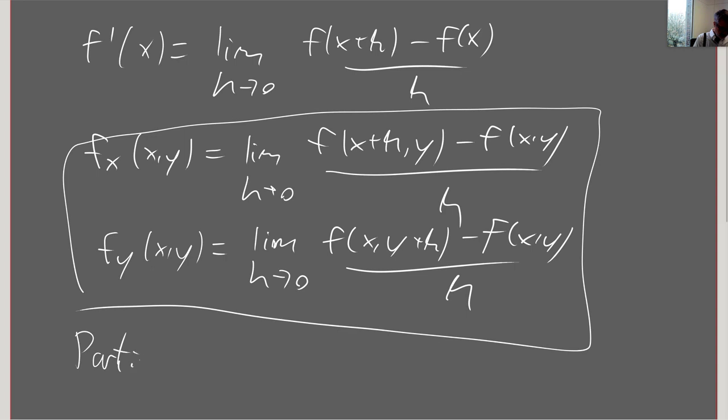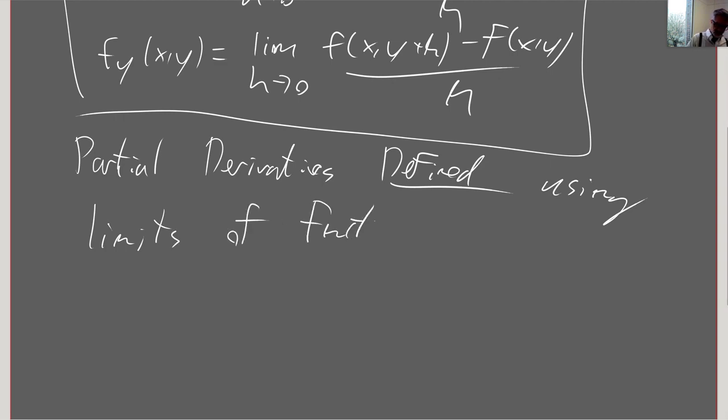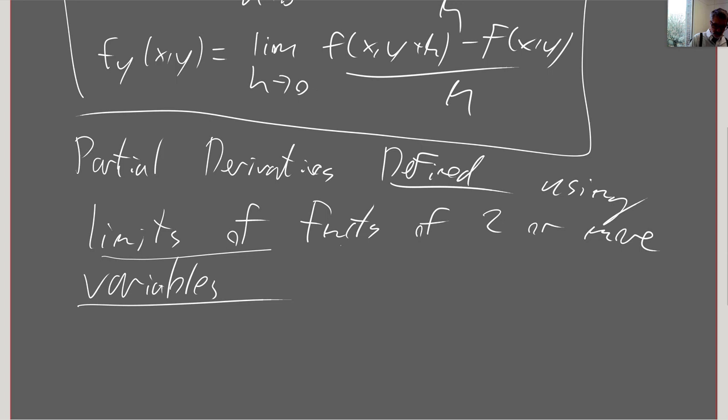So partial derivatives are defined using limits of functions of, say, two or more variables, right? Okay, so what we want to talk about is limits of functions of two or more variables. That's what we need to talk about.